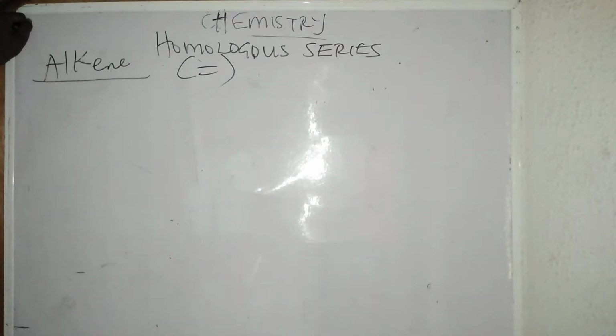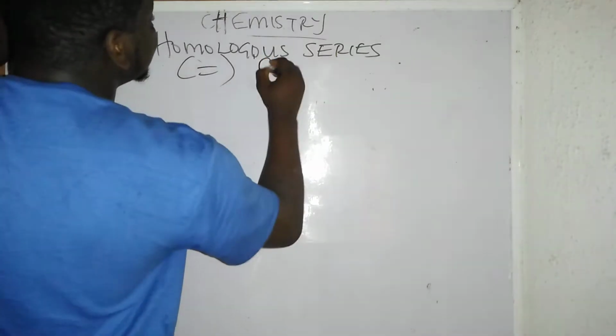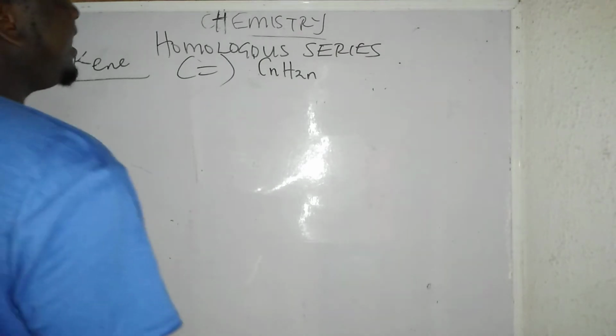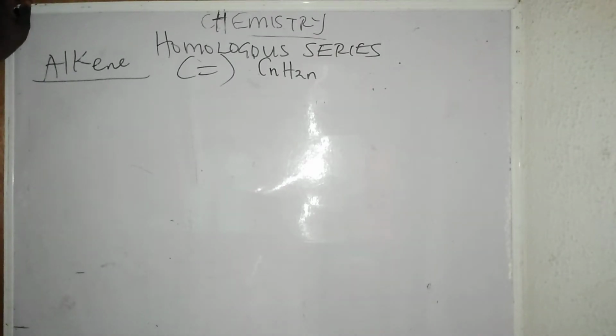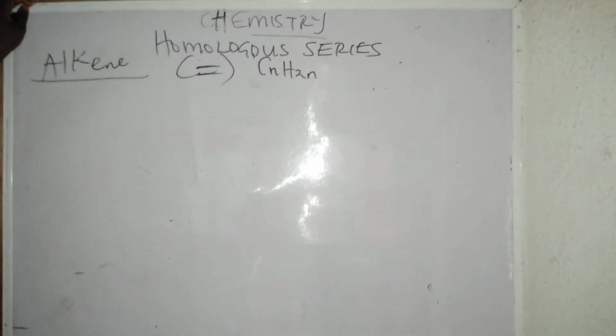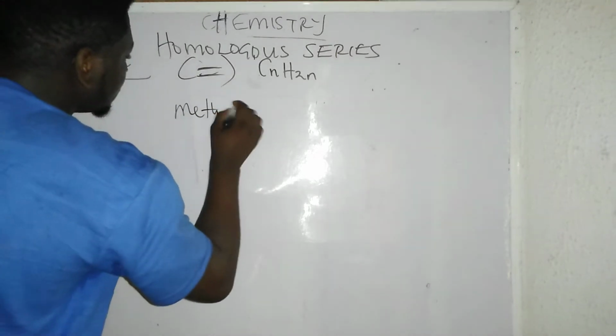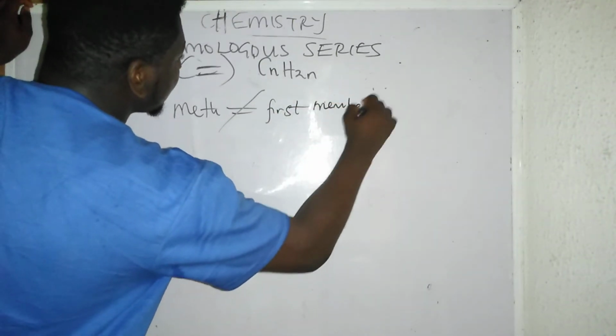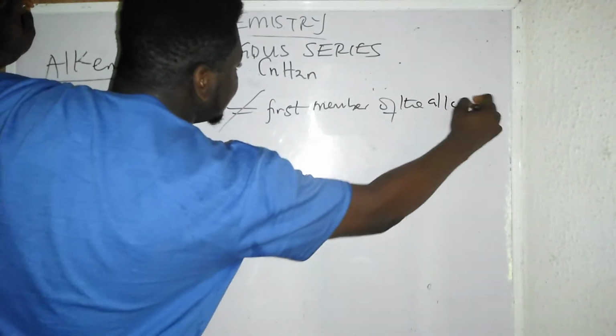And the formula of this alkene family is given as CnH2n. So, having known this, there is a particular thing that we should know on this alkene family. Under the alkene family, the first member, because of the presence of double bonds, is not methane. Meth is not the first member of the alkene family.